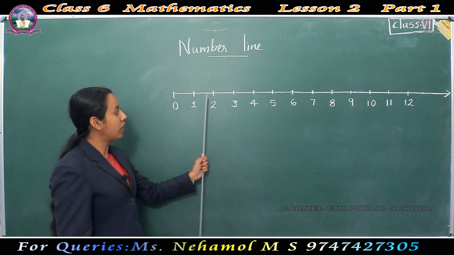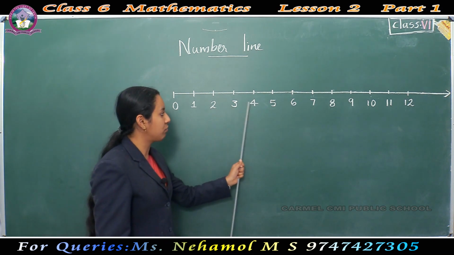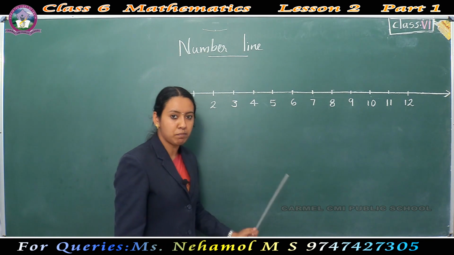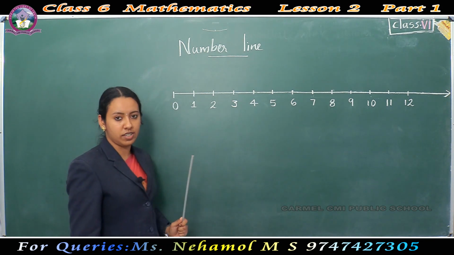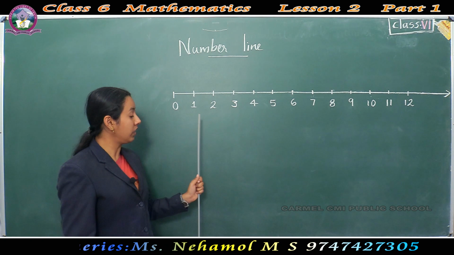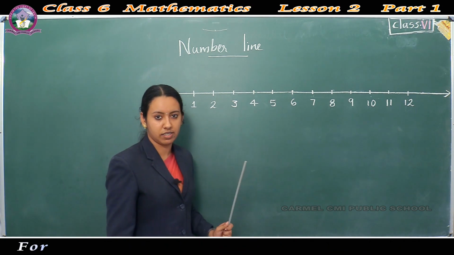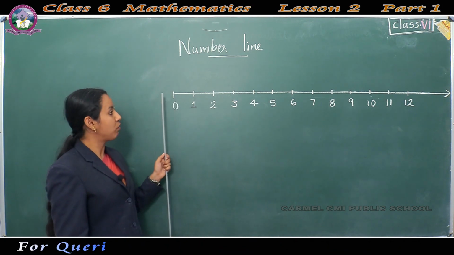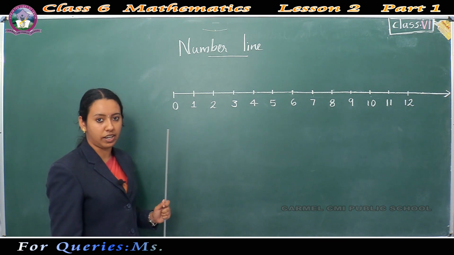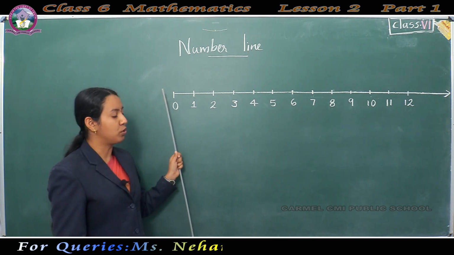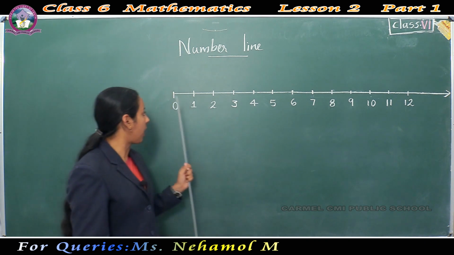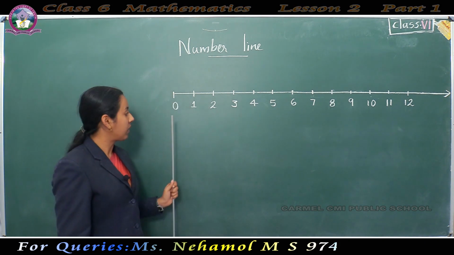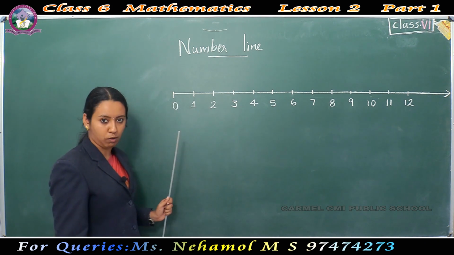Then mark the points 2, 3, 4, 5, 6, etc. in unit distance or in equal intervals. One more time, how to construct a number line. First you have to draw a line, mark a point on it, label it as 0.